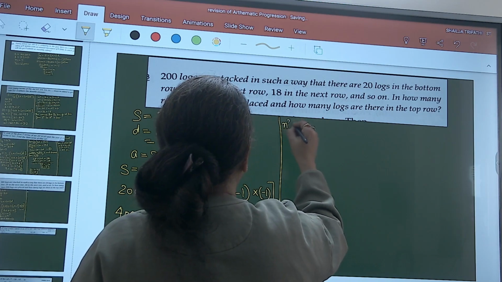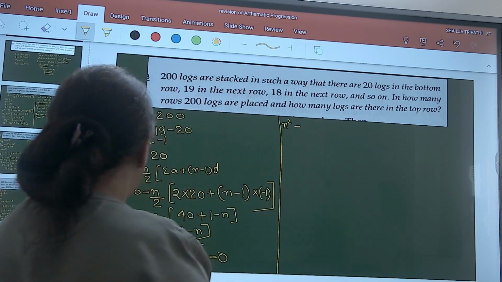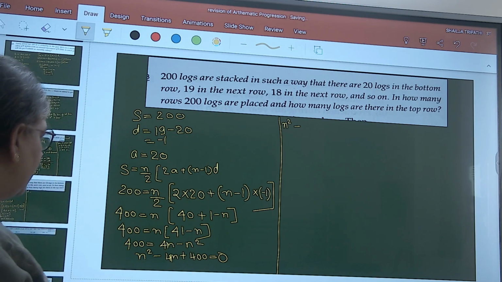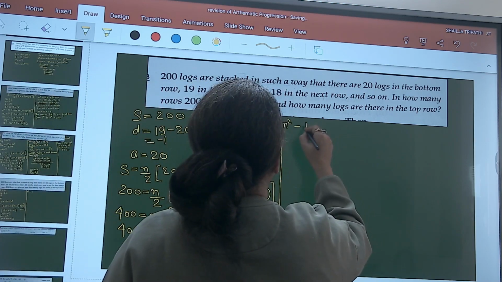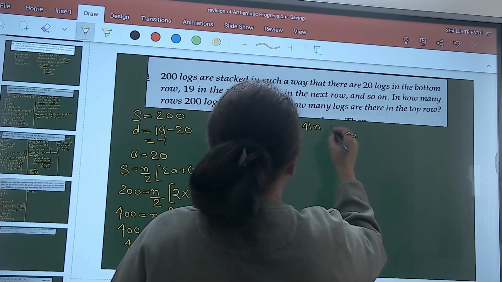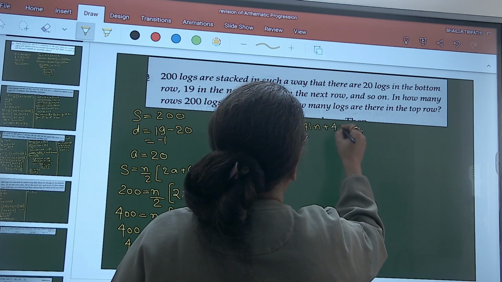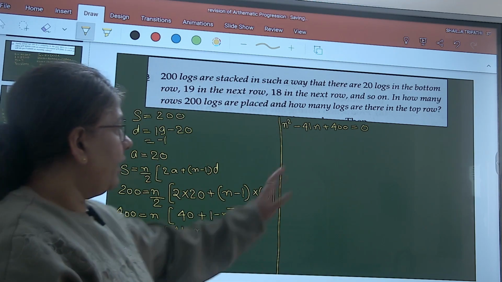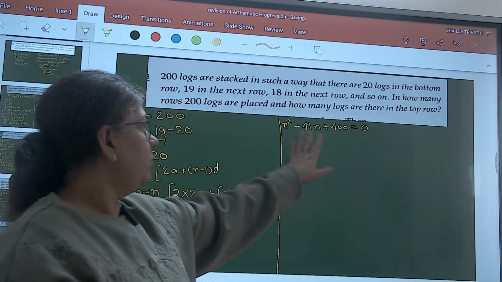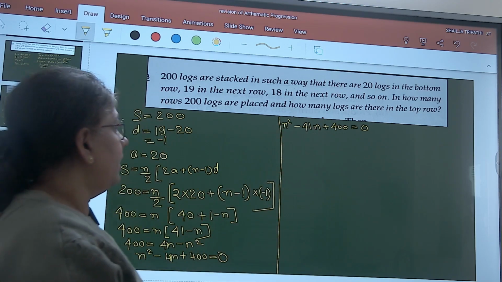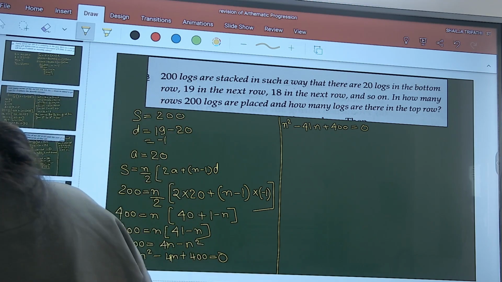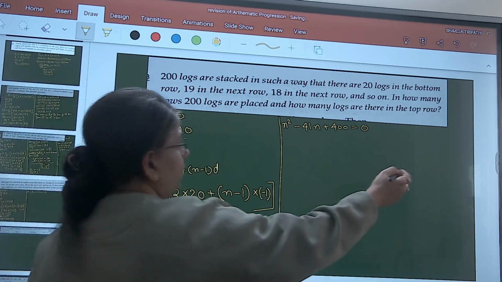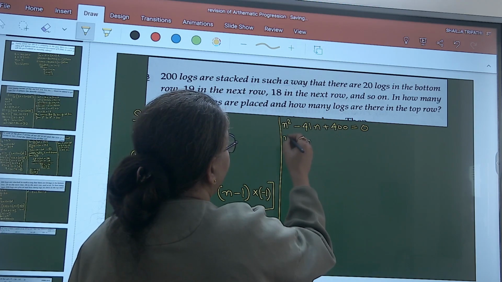See, n square minus, see, it is 41n, 41. Make a correction, n square minus 41n plus 400 is equal to 0. See, now we have to factorize 400, and with the help of those two factors, we'll make this 41. So 25 and 16 are the factors. You can solve it in the rough column somewhere and you find the factors.